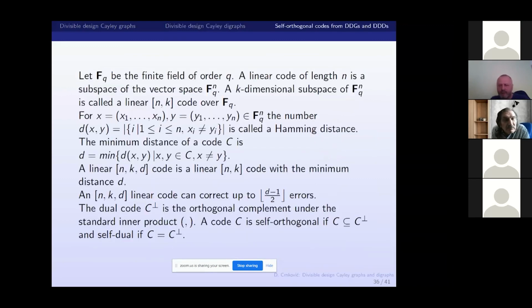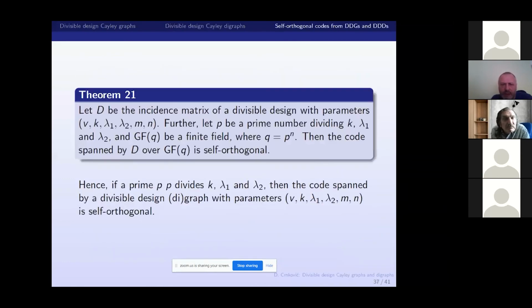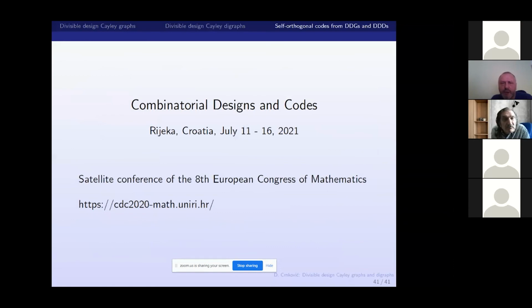Yeah. So okay, I have here some part about codes also, but I think that I can skip that and finish here. And I'll just say that in July we're supposed to have this conference, which is a satellite in Rijeka, a satellite conference of the 8th European Congress of Mathematics. So we still hope that it will be possible to have it here in Rijeka in person. If not, we will do it online, but we still hope.